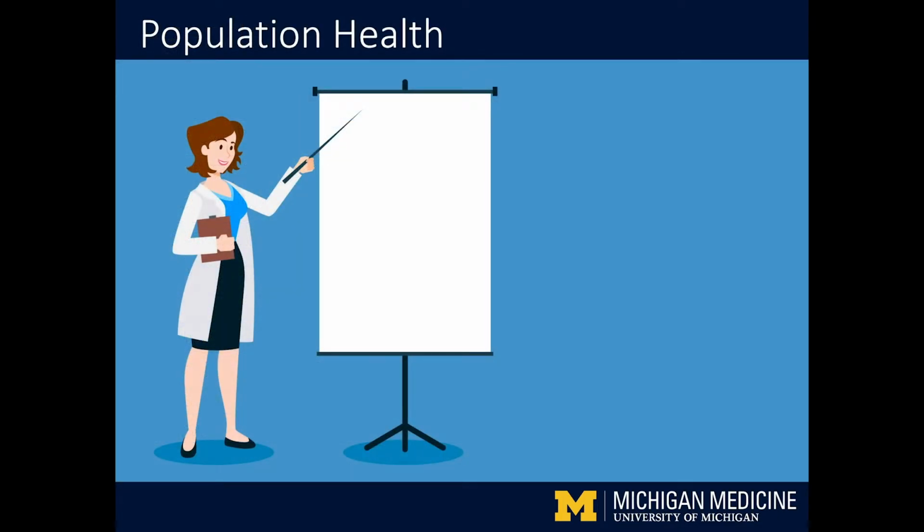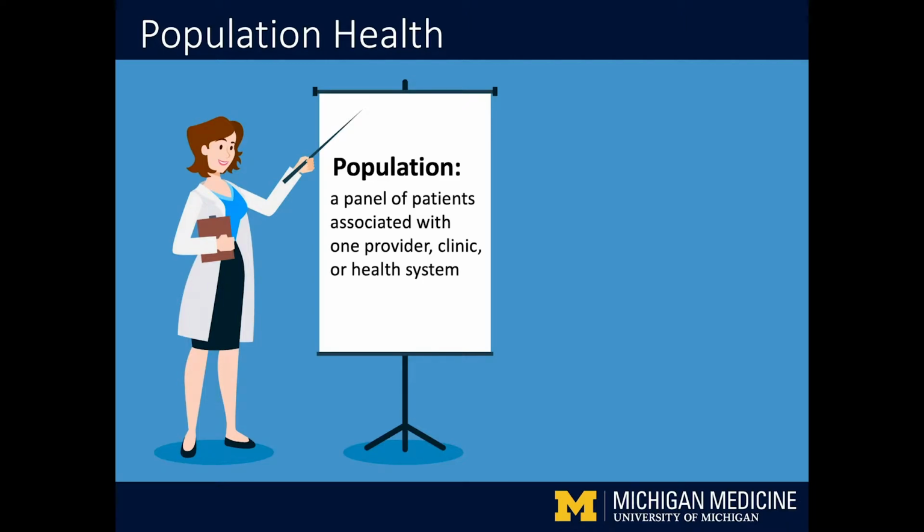Let's start with a review of population health and panel management. For healthcare, a population is defined as a panel of patients who are assigned to one provider, or on a broader level, population could refer to all the patients in one clinic or the health system as a whole. Data relating to the health of the population is a starting point for identifying problems that need extra attention. Population-based care allows healthcare providers and the systems in which they work to be proactive in identifying and addressing patients' preventive and chronic care needs.